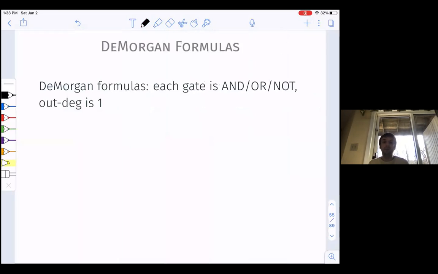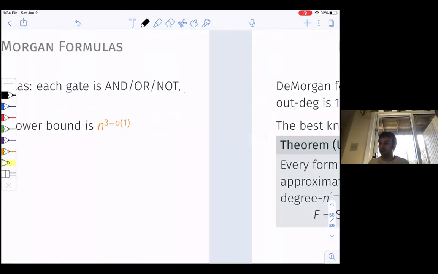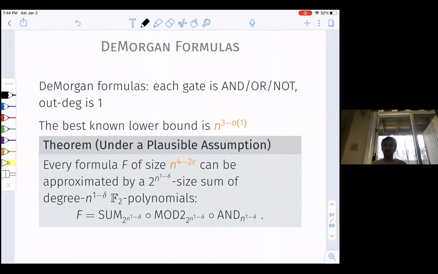So recall that the De Morgan formula is a formula where all gates are ANDs, ORs, or NOTs. We don't have, say, parity gates. And since this is a formula, every out degree is exactly 1. Okay? A long, very beautiful line of work shows a formal lower bound of essentially n cubed. And here, our main result gives a framework for proving potentially later a formal lower bound of n to the 4th. Okay?